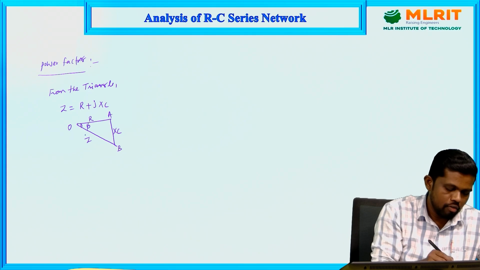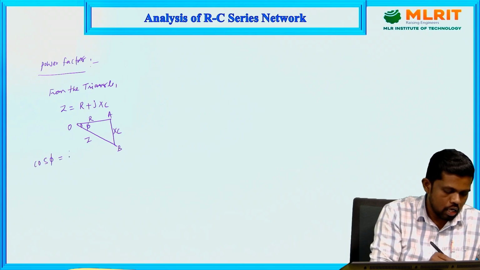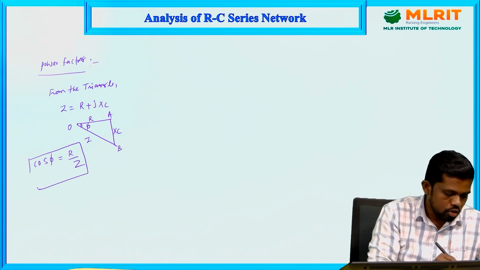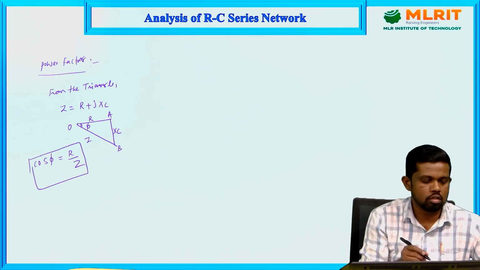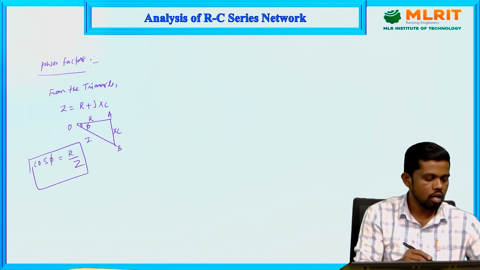So this is the phi we can consider. Then from this one, the cos function should be R by Z. So the power factor of the RC series circuit is the ratio of the resistance to the impedance. So this is the power factor of the RC series circuit.